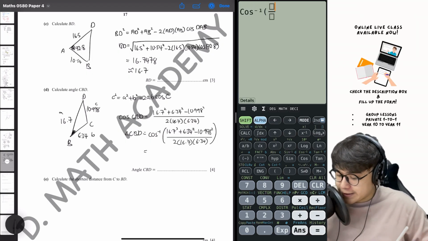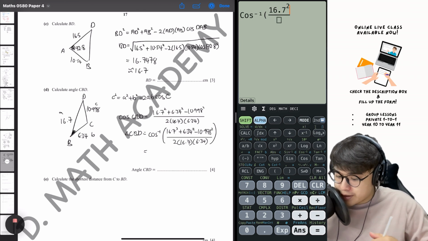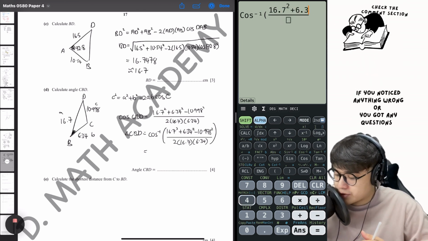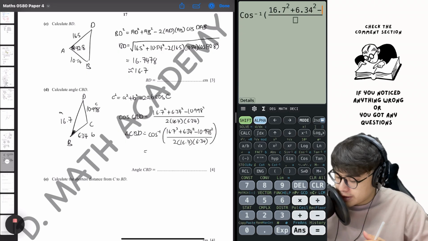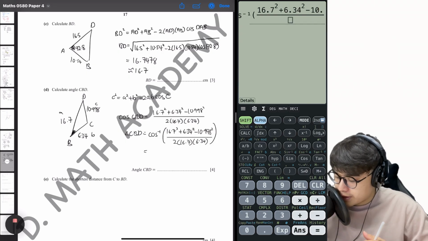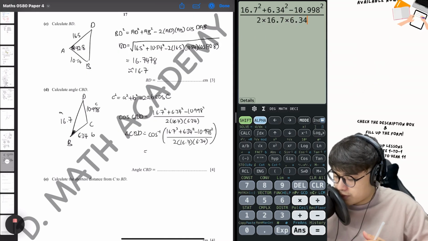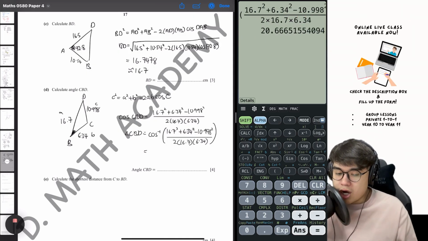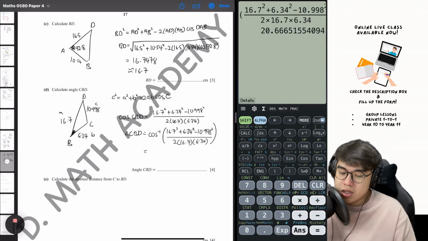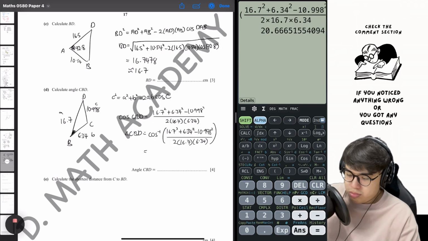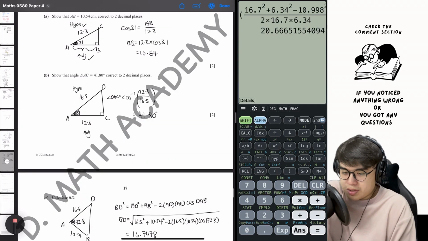I think that's it. 16.7 square plus 6.34 square minus 10.998 square, over 2 times 16.7 times 6.34. I gotten the answer as 20.66.